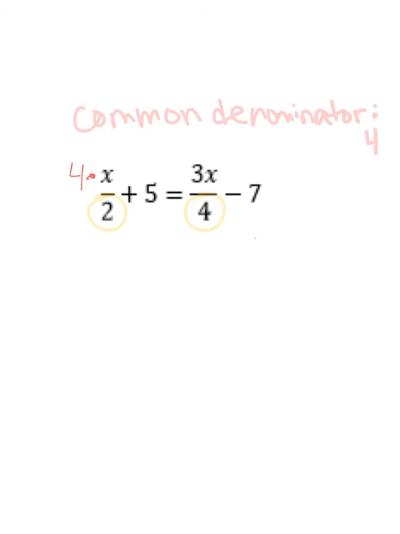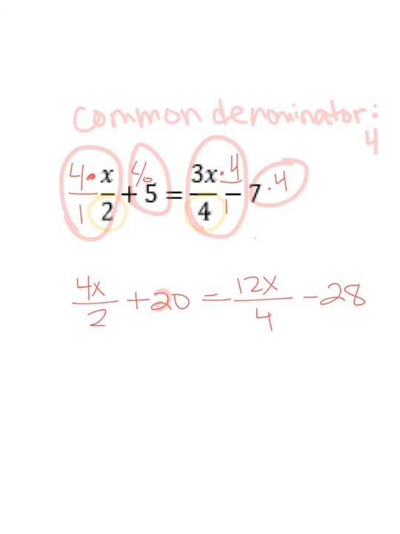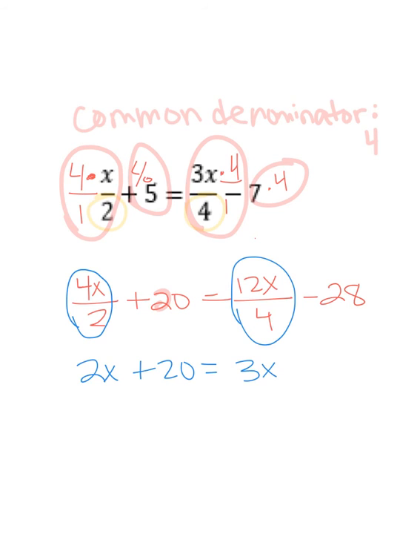So I'll write times 4, and if it helps, you can write it as a 4 over 1, times 4, times 4, and again, you can write it as 4 over 1 if that helps, and times 4. And then we'll look at each of our individual pieces. Multiplying this, we'd have 4x over 2 plus, multiplying here, 4 times 5 is 20, equals, multiplying my fraction here, 3x times 4 would be 12x over the denominator 4, and then last piece, 7 times 4 would be 28. Again, it looks like they're still fractions, but every fraction should be able to be reduced now. 4x over 2 reduces to 2x plus 20, and 12x over 4 is like 12 divided by 4, or 3x, and then minus 28.